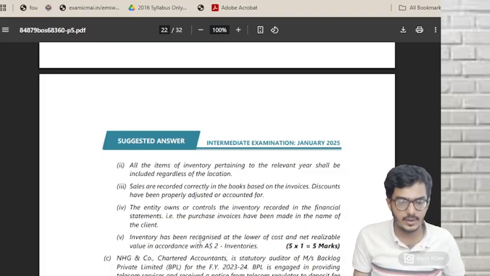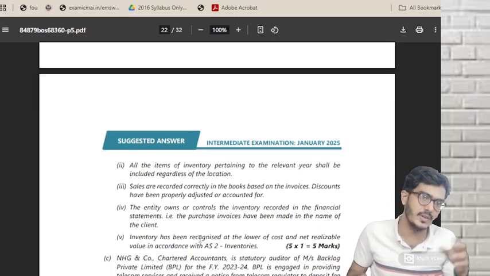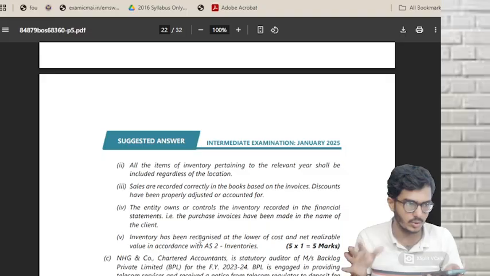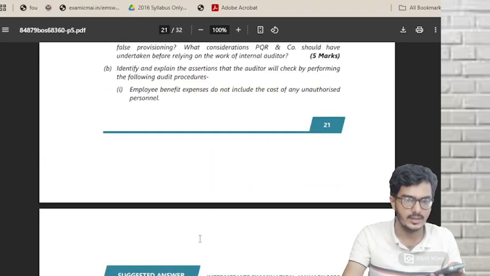Fifth one is very simple. Fourth one is very simple. Third one is very simple. Second one is also very simple. Only the first one, if you use a little brain, is also very simple. It is a P&L item. Occurrence, completeness, cut off, classification, accuracy. Remove those which you know are not being tested in point number 1.